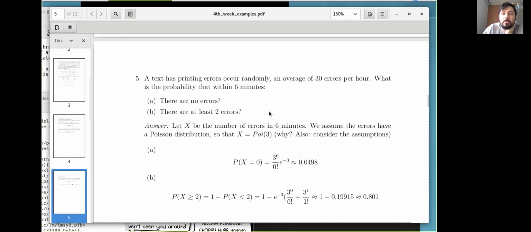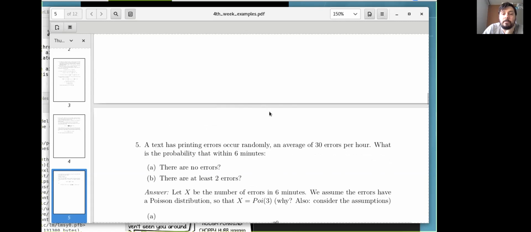Let me go to this number 5. So we have a text that has printing errors occur randomly. So text, this is a bad translation. Let's say that we have a printer that has printing errors occur randomly, 30 errors per hour. What is the probability that within 6 minutes there are no errors or there are at least 2 errors?